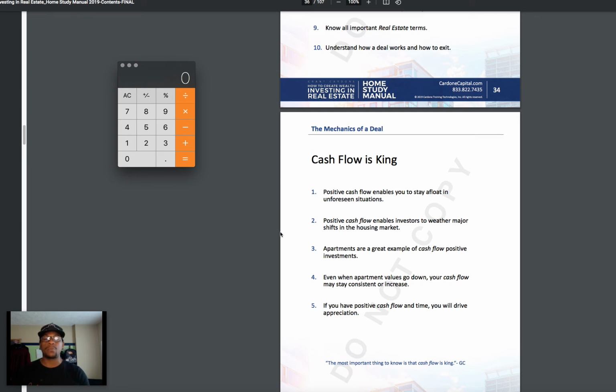All right, so apartments are a great example of cash flow positive investments, obviously. And if it's not obvious to you, I don't know what to tell you. Think about it: how many people live in an apartment building? How many people need a place to stay? So how many people are going to be paying rent in your apartment building? Multiply it. Cash flow. Definitely apartments, a great example of cash flow positive investments. Even when apartment values go down, your cash flow may stay consistent or increase.